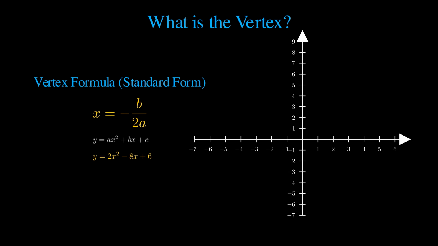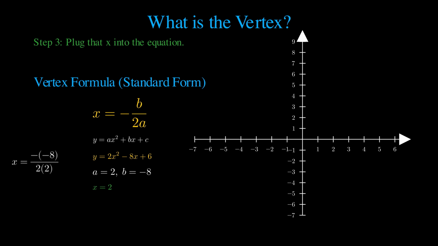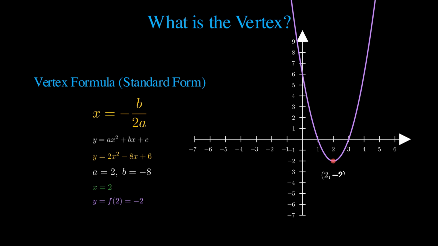Let's do one more. The equation is y equals 2x squared minus 8x plus 6. A equals 2. B equals negative 8. Negative b means positive 8. 8 divided by 4 equals 2. So x equals 2. Now plug 2 back into the equation. The result is negative 2. The vertex is at 2, negative 2. This parabola opens up, so this is the lowest point.